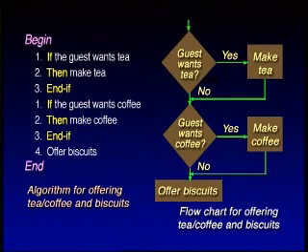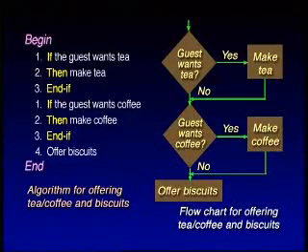If the guest wants tea, then make tea, end if. So you are giving tea to the guest only if the guest wants tea. Then if the guest wants coffee, then make coffee, end if, which means if the guest wants coffee, then you are giving coffee. And then you offer biscuits. As you know, offer biscuits comes after you come out of this end if, which essentially means that all the guests will get biscuits, but those who want tea will get tea, and those who want coffee will get coffee.